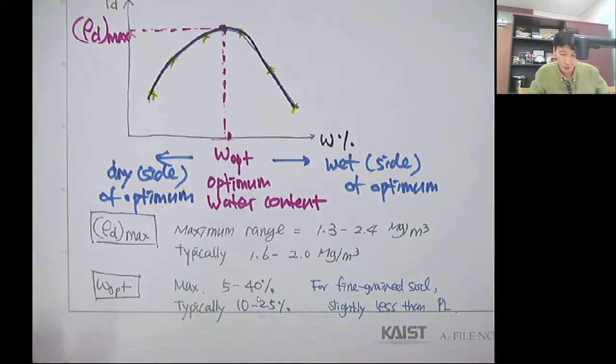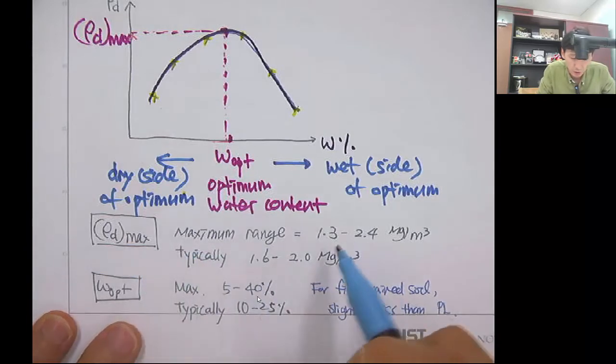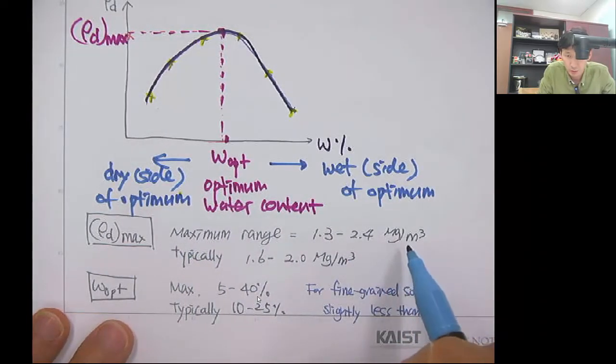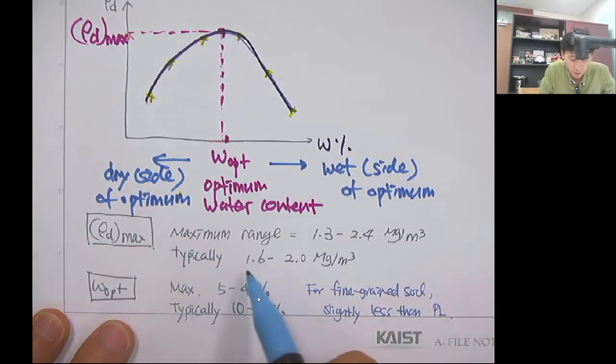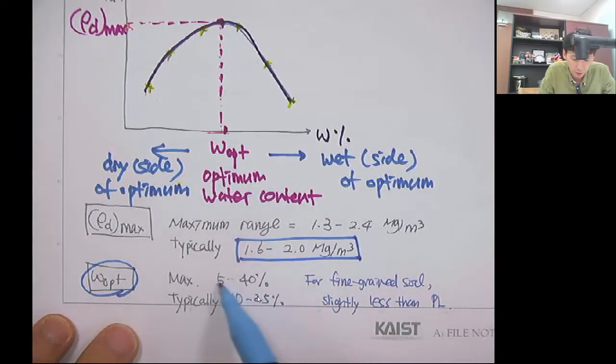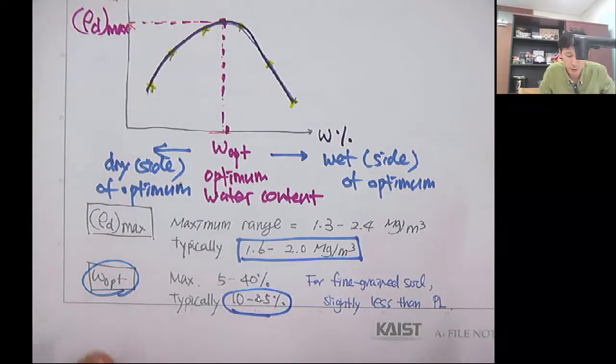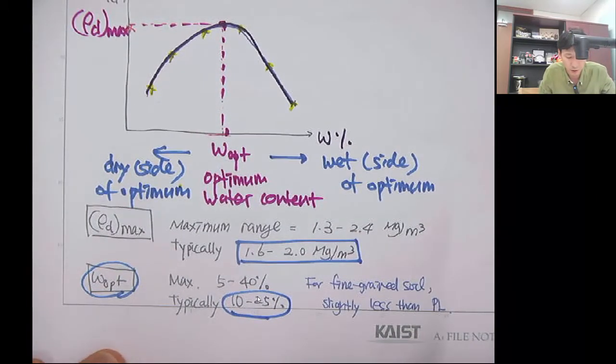Normally the range of the maximum dry density is about 1.3 to 2.5 megagram per cubic meter. Typically, it ranges from 1.6 to 2 megagram per cubic meter. And the optimum water content can range from 5 to 40%, but typically it is within the range of 10 to 25%. For fine grain soil, the optimum water content is slightly less than the plastic limit.